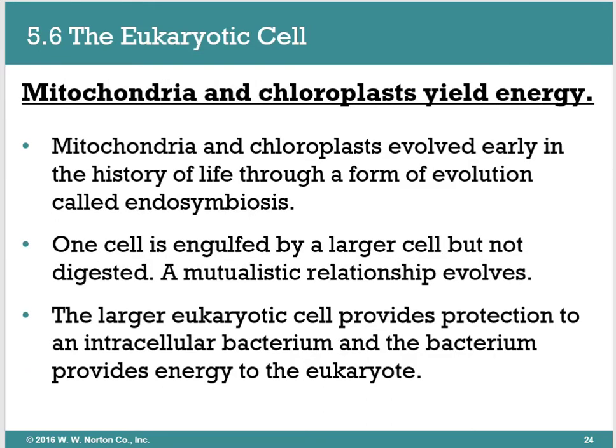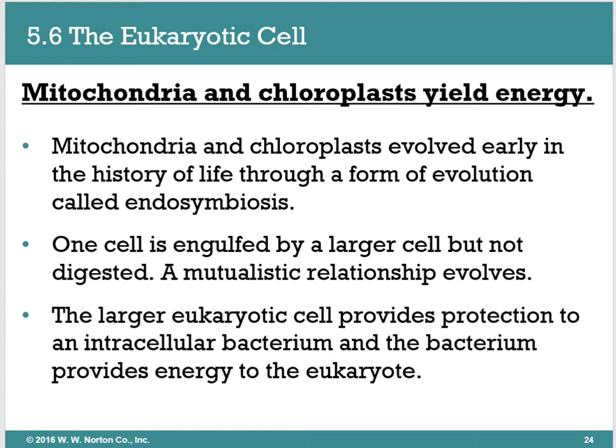The mitochondria and chloroplasts. In animal cells, we have mitochondria. We don't have chloroplasts, but chloroplasts are very important for photosynthetic cells, such as plants. Both of them yield energy. They are both considered the powerhouse of the cell, and they evolved very early in history. We actually talked about this a little bit in terms of the endosymbiosis theory. That has to do with the second bullet point.